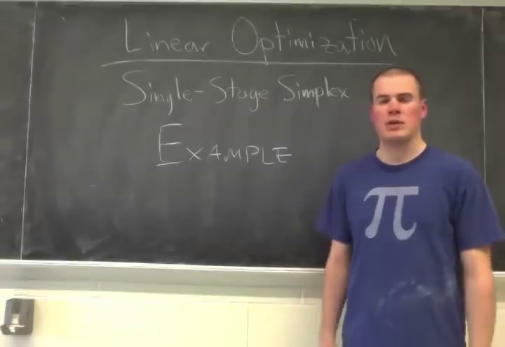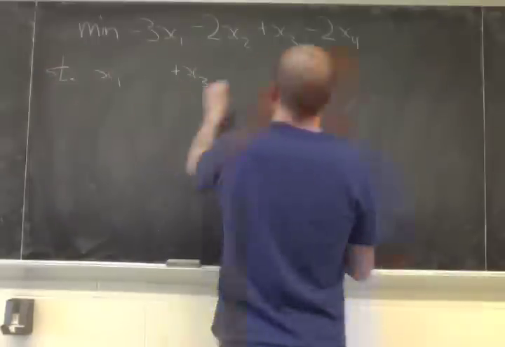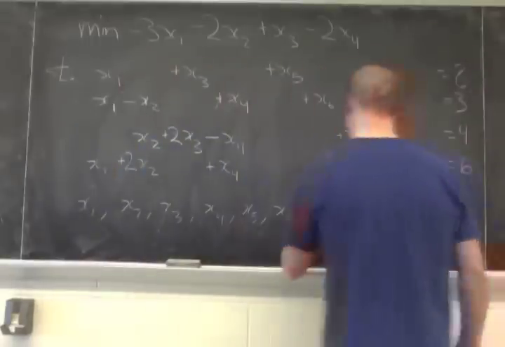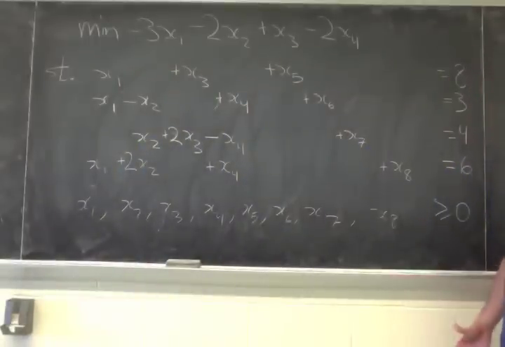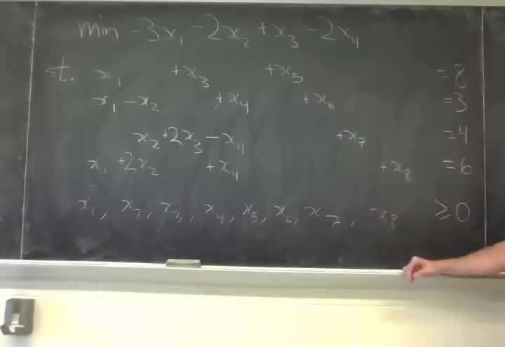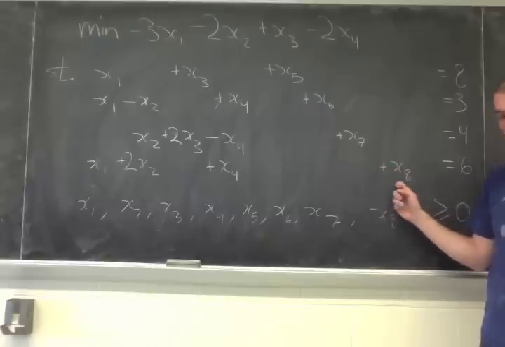To linear optimization, we're going to do an example of single-stage simplex. So we will use this example today. I'm going to minimize negative 3x1 minus 2x2 plus x3 minus 2x4 subject to these constraints. Again, all of our variables are non-negative. And I have this plus x5, plus x6, plus x7, plus x8.